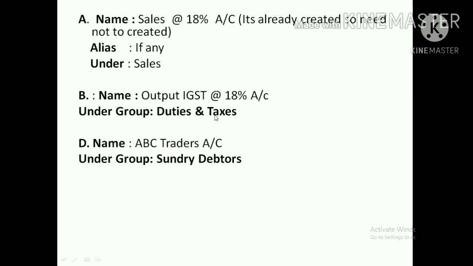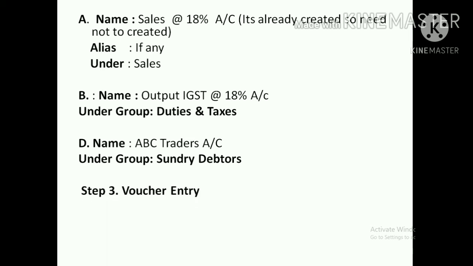It comes under duties and taxes. Output IGST, because this IGST is charged on sales, so it is output, at 18%. Next, one more account we need to create: ABC Traders, that company is a debtor, so it needs to be created. We have not created it yet.